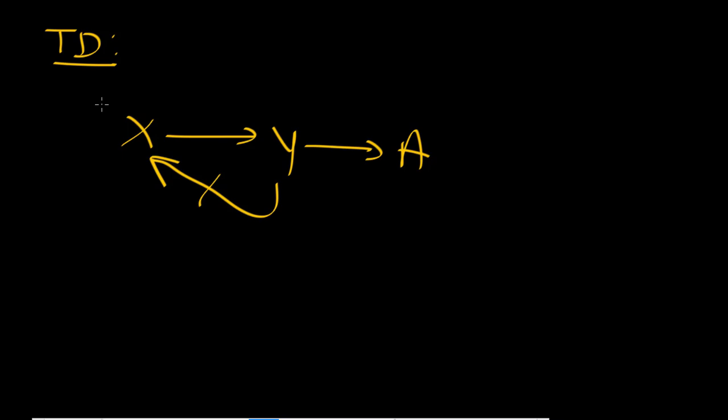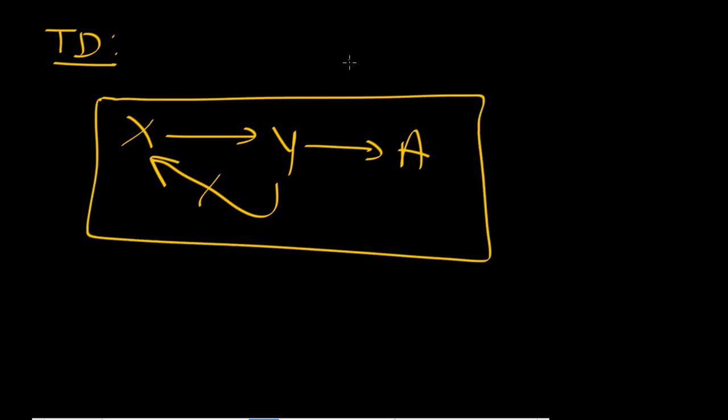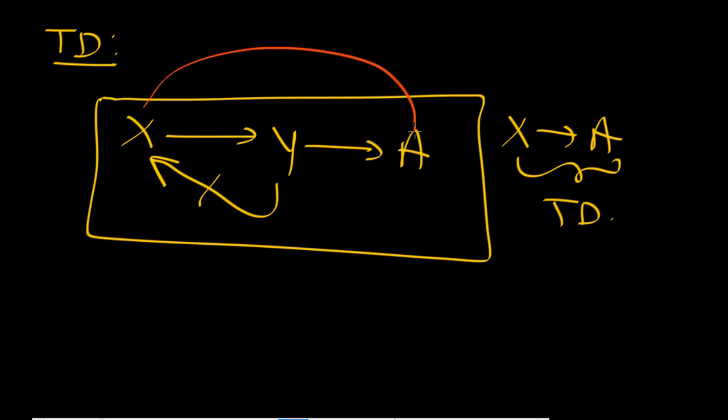Let me summarize the definition of transitive dependency. So you have X determines Y determines A, and Y does not determine A. In this situation, X determines A is a transitive dependency, meaning X is transitively determining A. This is the definition of transitive dependency. And automatically A cannot determine X. This will automatically happen. We don't have to write it.